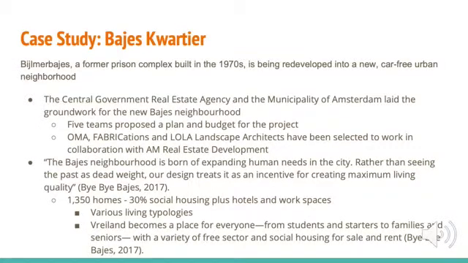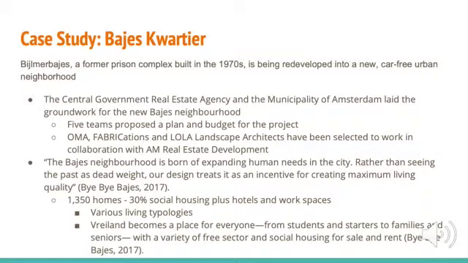So this is all based on our case study, which is Bayes-Courtier. It's the development of a former prison complex built in the 1970s, which is being redeveloped into a new car-free urban neighborhood. The central government real estate agency and the municipality of Amsterdam has laid the groundwork for the new neighborhood by creating this competition to see who would develop the land and the real estate there. So 5 teams proposed a plan and a budget for the project. And in the end, OMA, Fabrications, and Lola Landscape Architects have been selected to work in collaboration with AM Real Estate Development to develop this new community.